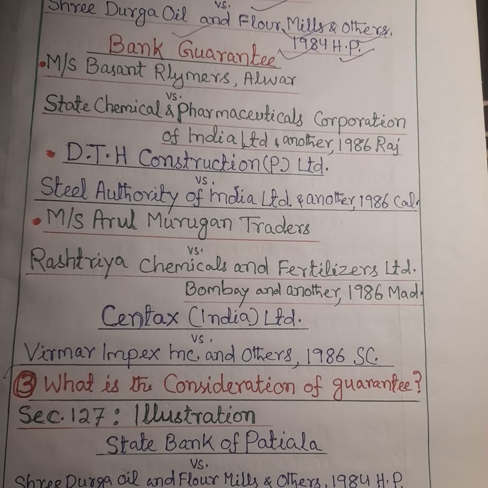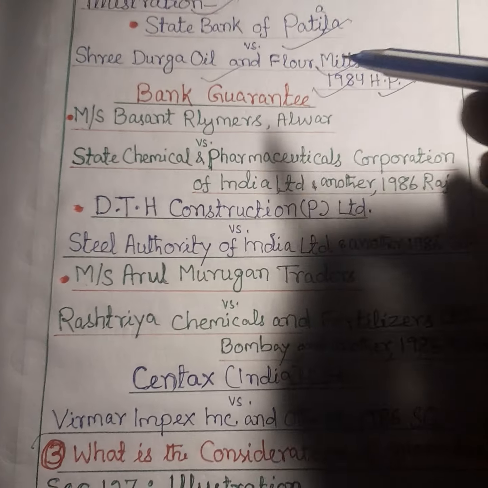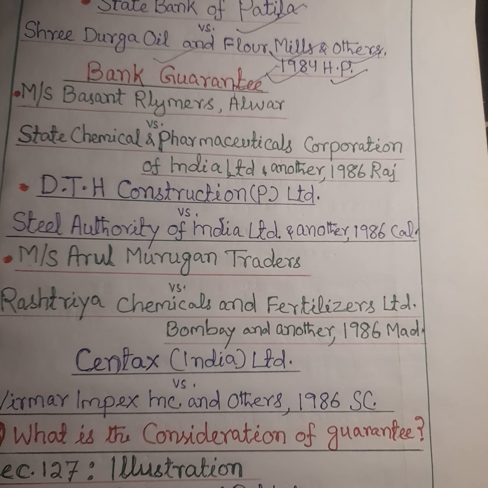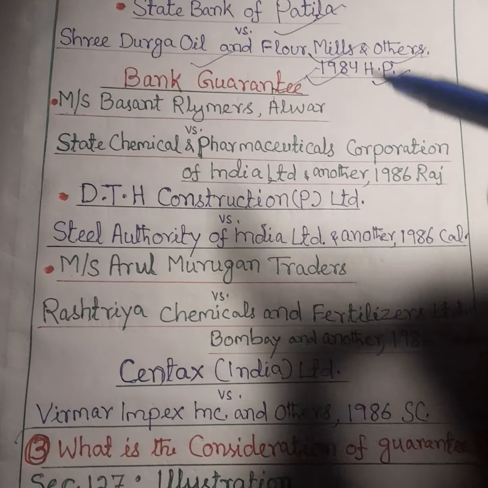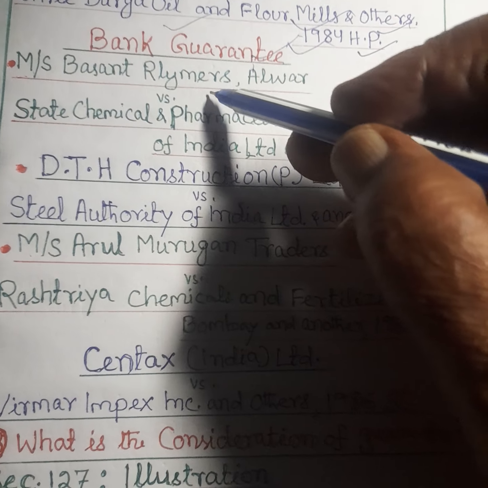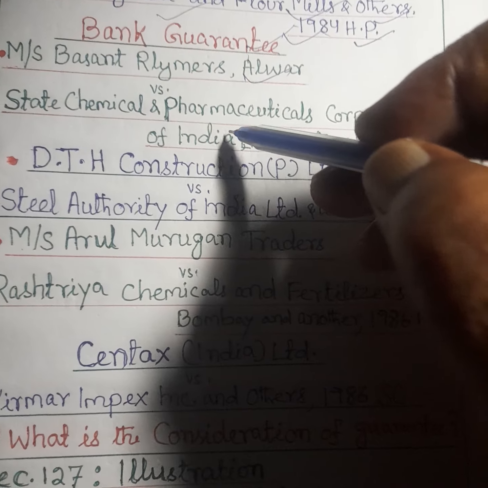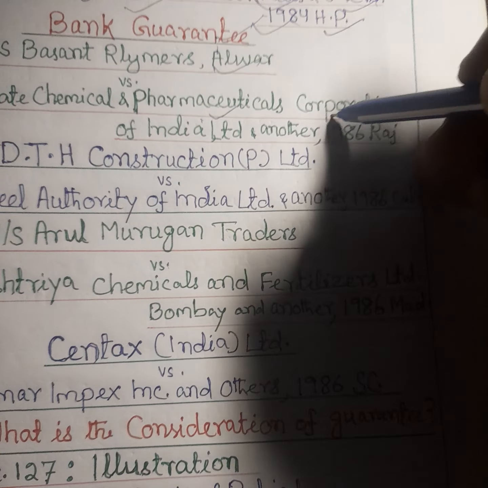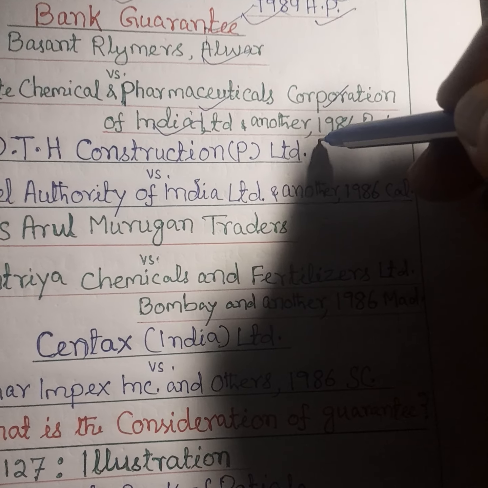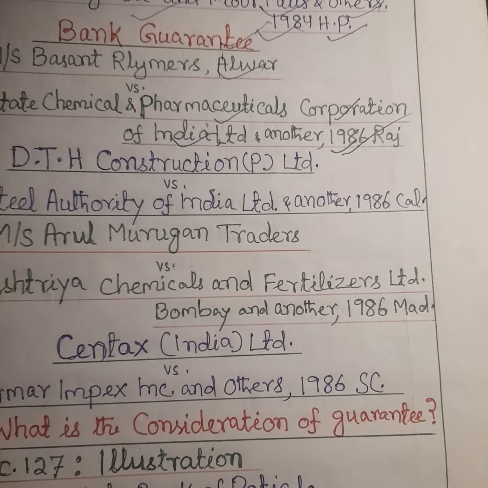And now we'll discuss bank guarantee. In connection to bank guarantee, we'll discuss certain leading cases such as M/S Basant Realmers Alwar versus State Chemical and Pharmaceuticals Corporation of India Limited in 1986 by the Rajasthan High Court.